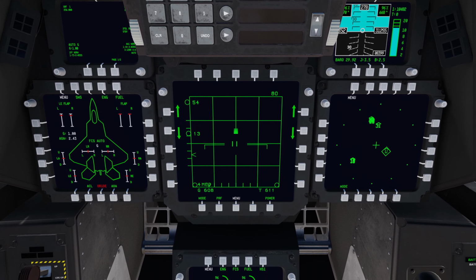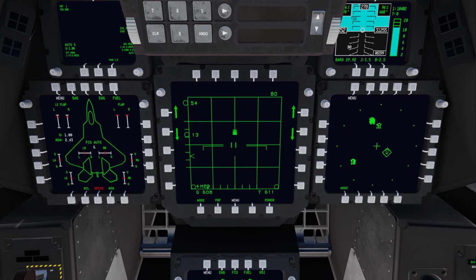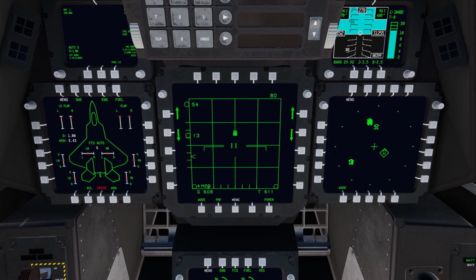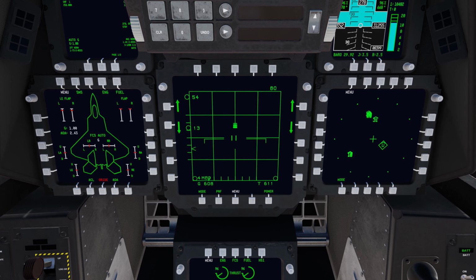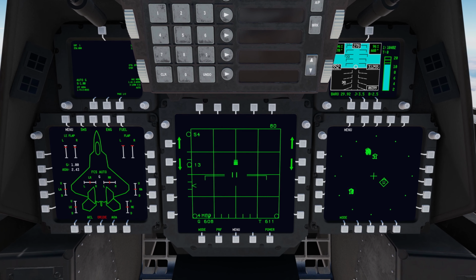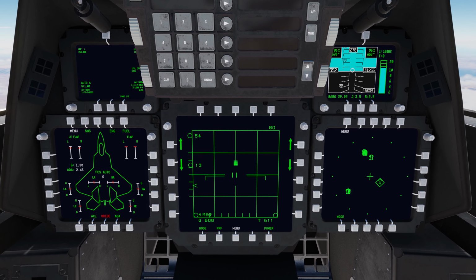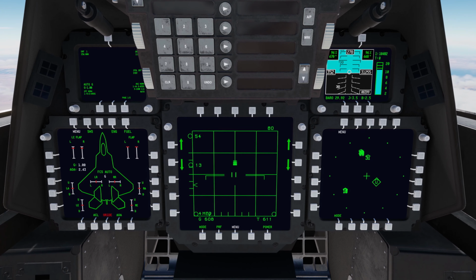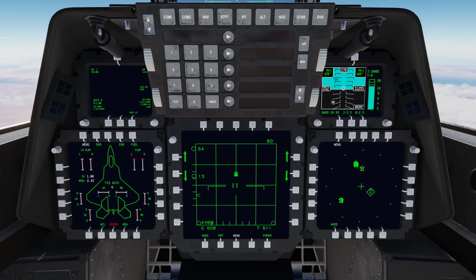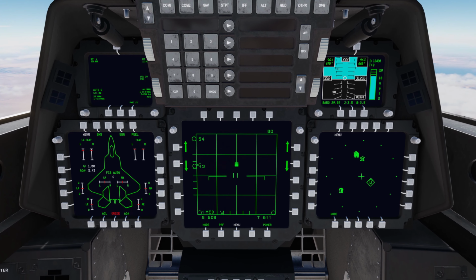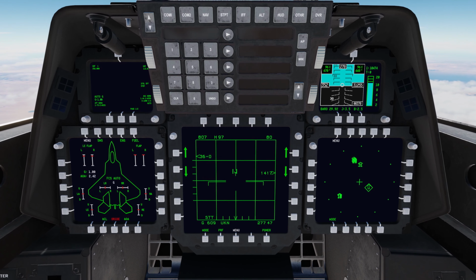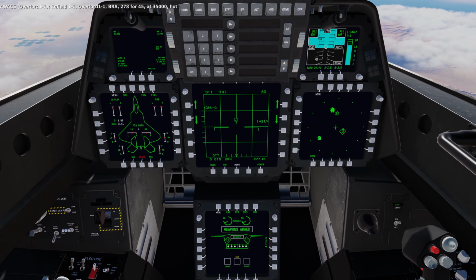On the scope itself, right now, we have, looks like at least one contact. It's probably two, and they're about 55 miles away, maybe 50 or so. They're head on, and if I bug one of them now, it'll turn into a single target track. Do that. I can no longer identify other targets in the area.